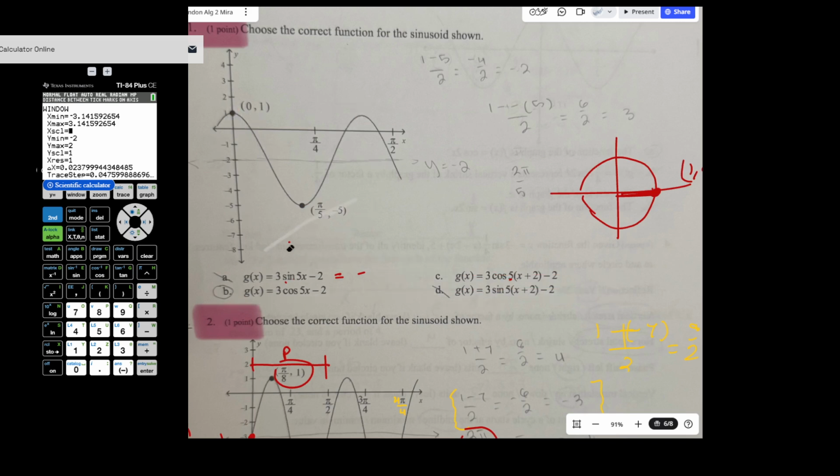Now, if you're not using your calculator, you would have to maybe calculate the midline. They all have a midline of -2, so that didn't help. It looks like they all have an amplitude of 3. It's definitely a cosine because it's starting at the max. And let's see, this one has a phase shift of 2, so that leaves you with that one.